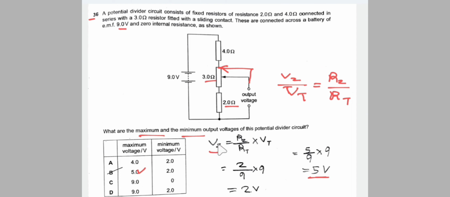What is the minimum voltage? If the sliding contact is at this point, then the resistance is 0 for this resistor, but it covers this resistor. So this resistor has a resistance of 2 ohm, that is R2 by R total is 2 by 9 ohm, and the voltage is 9 volt. So the voltage is 2 volt and the answer is B.